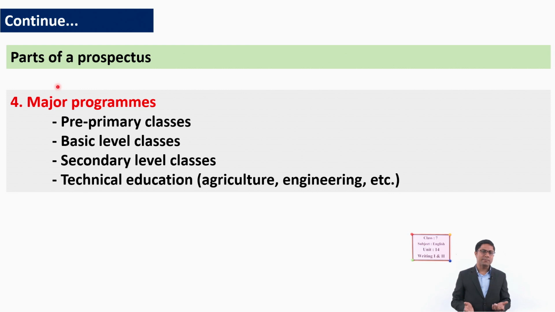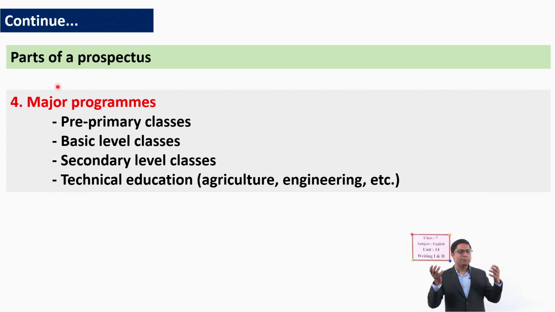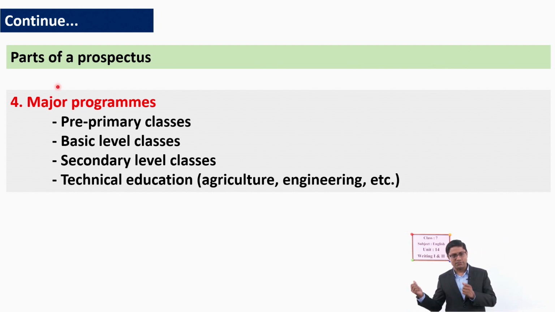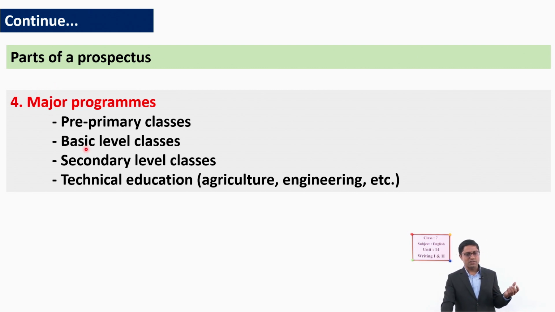Now, the next thing, major programs of a school. When we talk about major programs, generally what do our schools have? Pre-primary classes. Maybe in some schools you have playgroup, nursery, LKG, UKG, or in some schools only nursery, or only playgroup, or early childhood development classes. Similarly, you will also talk about basic level classes, grades 1 to 8, which we have already discussed. Secondary level classes you might have are 9 and 10, or you might have up to 11 and 12, grade 12 also.